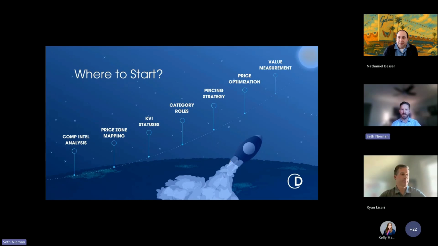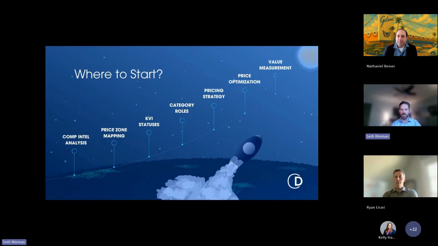Sure. I'll take that one, and Ryan or Nathaniel, if you want to jump in, feel free. Price zone mapping depends on your strategy. Most retailers come to us with anywhere from 1 to 30 plus different price zones that they already manage on a daily basis. Just to be really basic, the price zone is how you structure your prices across stores. It could be 5 stores in price zone 1, 5 stores in price zone 2, and a 10 store pricing chain. So what we say here for price zone mapping, where to start, is to look at that current structure that you have in your business.